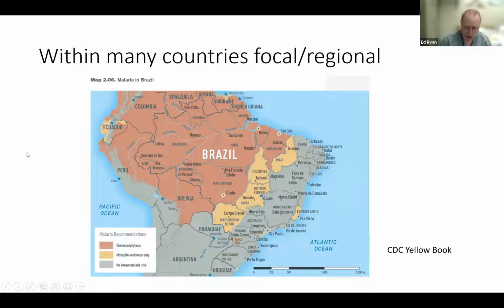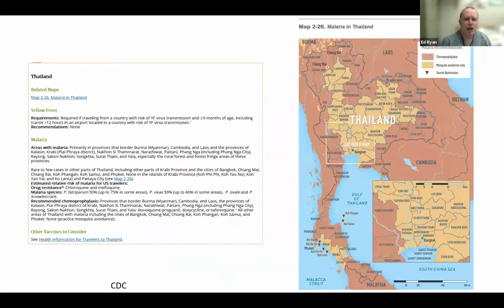And this is just taken from the CDC web book, where you have countries that might not be holo-endemic. And here's another area that's not holo-endemic. If the person had come back from Southeast Asia, there's actually areas of, say, Thailand that don't have malaria, other areas that do, et cetera.